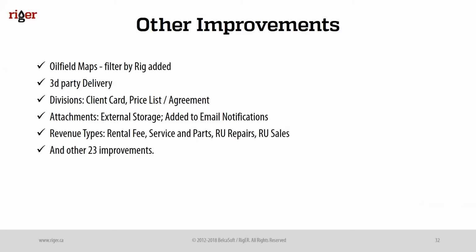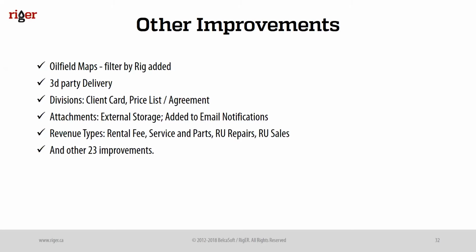We have developed and actually improved lots of different features in the system. As you can see, it's just a small list of them. Oilfield maps, as I already mentioned, we have added the rig. We have added the third-party delivery function. So if you use third-party transportation and delivery services, now you're able to track these services in the delivery ticket, putting the ticket number, the carrier, a name, and some more information.